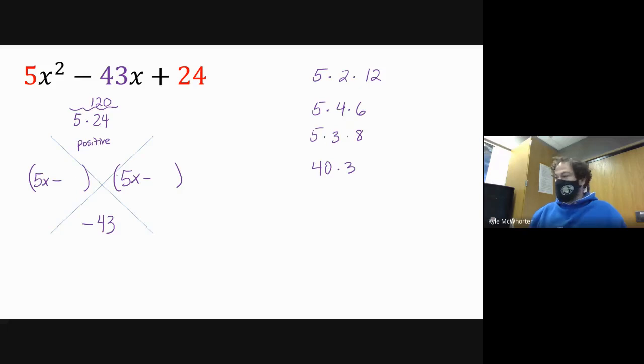So 5x, and if we do them both negative, then negative 40 times negative 3 is positive 120, but you add them together and get negative 43. So those are our numbers. So 5x minus 40 and 5x minus 3. And then the 5 is going to divide out from one of them. And it's this one, because 5 goes into 5 and 40. So we end up with x minus 8 times 5x minus 3.